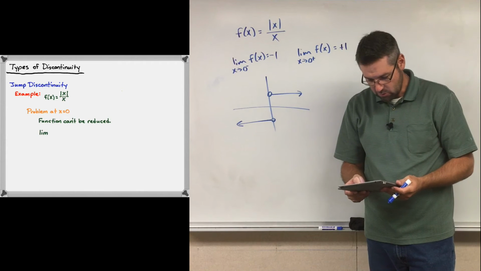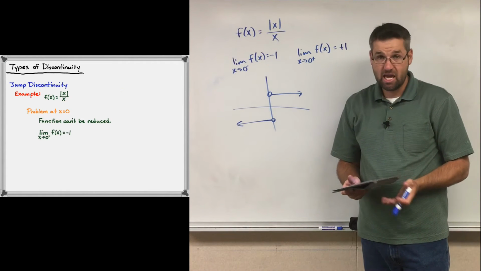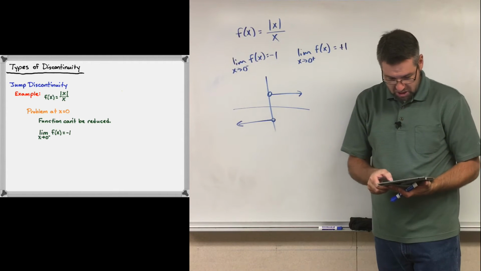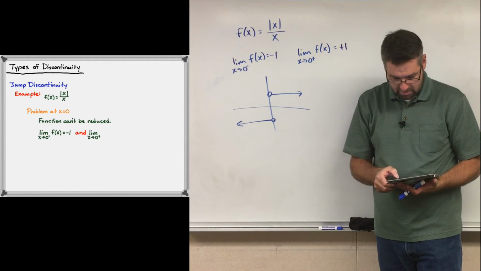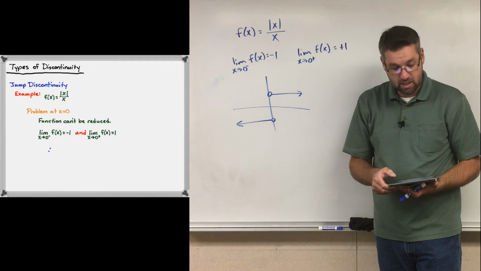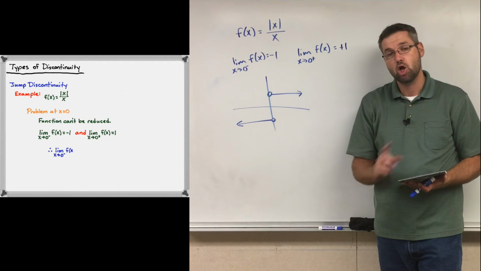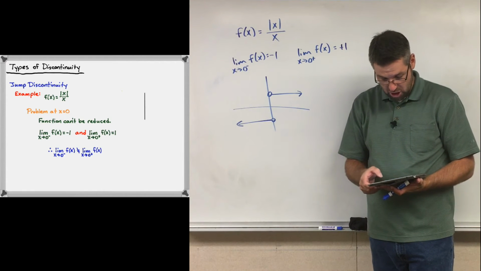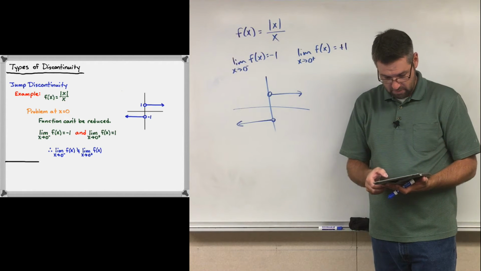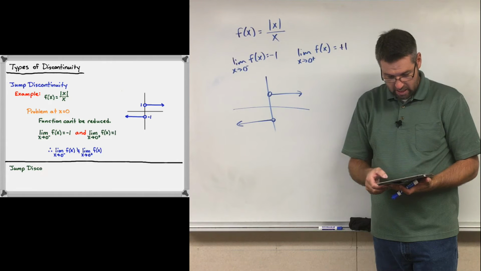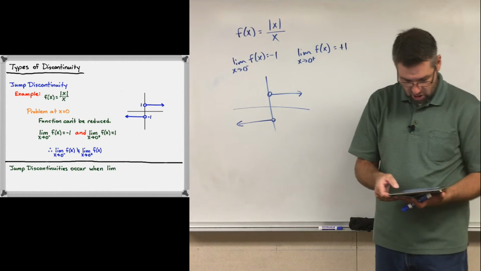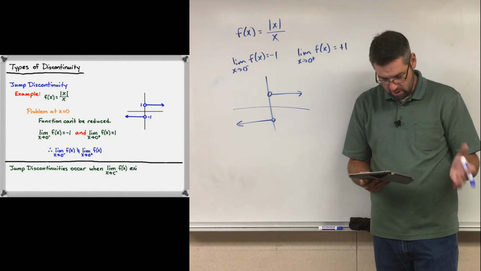We have a problem at x equals 0. The function can't be reduced because that absolute value is in the way. So we check our left-hand limits, we check our right-hand limits, and we see that the left-hand limit and the right-hand limit are not the same, and therefore it's a jump discontinuity. And I'm going to go ahead and define them. I'll show you a little way of checking this in another slide.